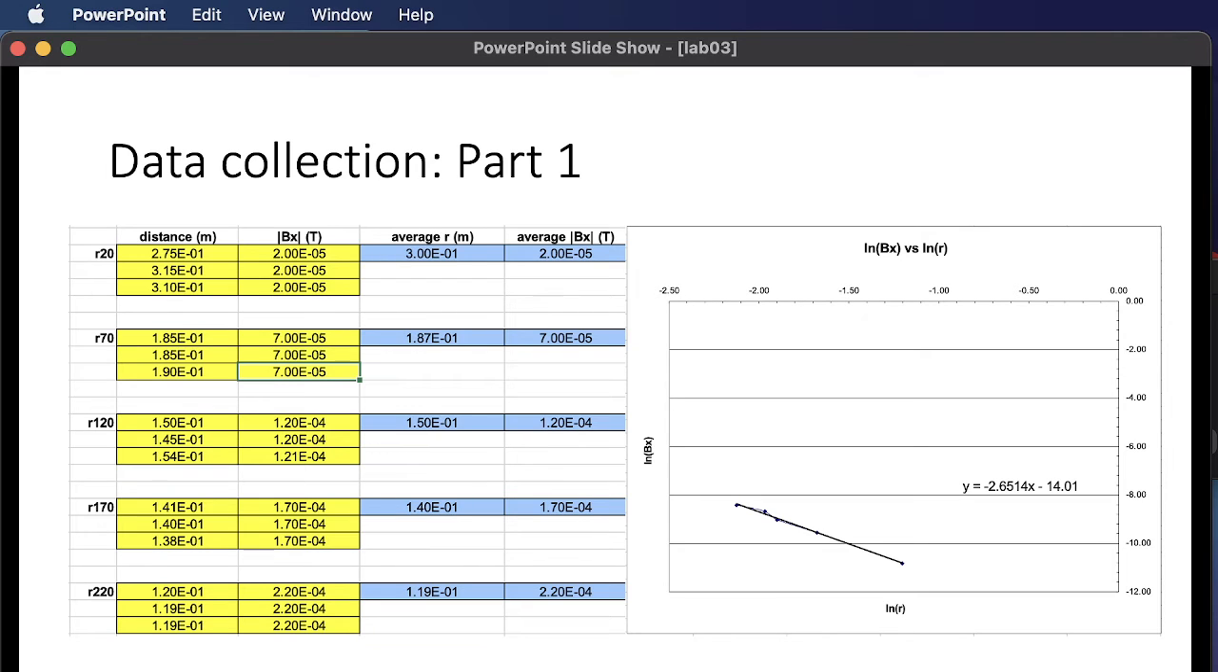So you can see the results from the data are summarized here. We have all of our distances, which are then averaged, and the resulting magnetic fields, which are then averaged. And when these are all plotted at each distance in a logarithmic manner from the displacement to the magnetic field, it can be summarized into the equation y equals n times the natural log of r plus the natural log of k. So when you rearrange, we find k is equal to e to the power of negative 14.01.